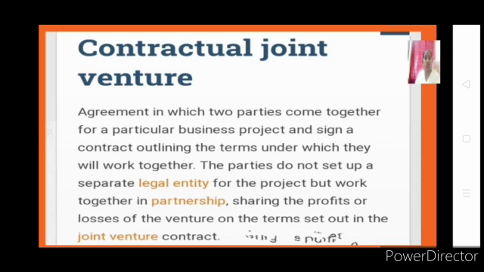In partnership we have a deed, and that agreement we call partnership deed, isn't it? Similarly, when I say joint venture, two different businesses come together to do a new business, so they too enter into an agreement, and that agreement we call joint venture contract, JVC. This term you have to remember. So an agreement in partnership is called partnership deed, an agreement in joint venture is called joint venture contract, JVC. So what is this contractual joint venture?